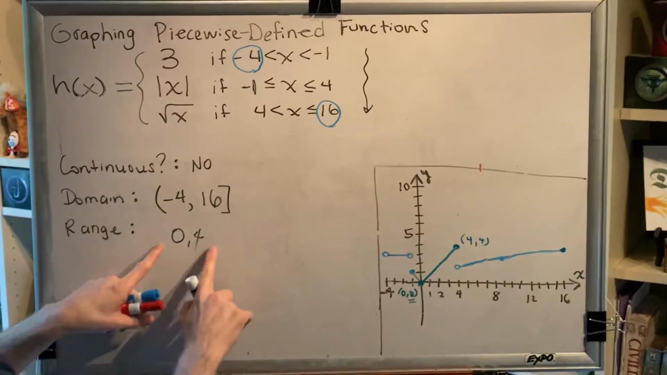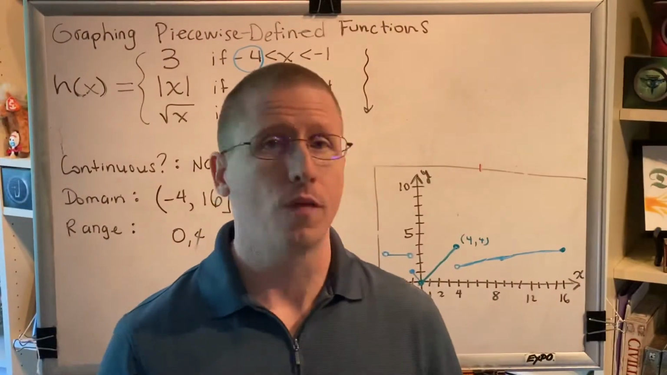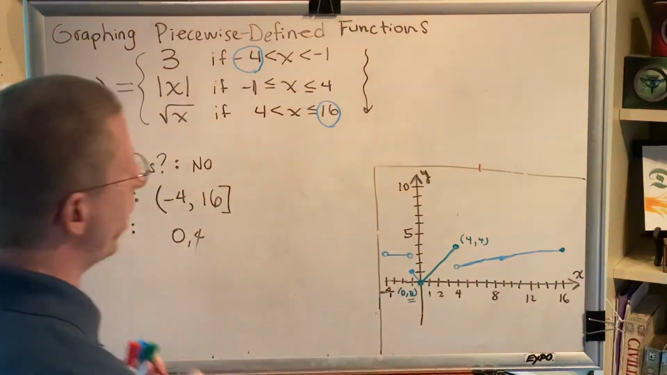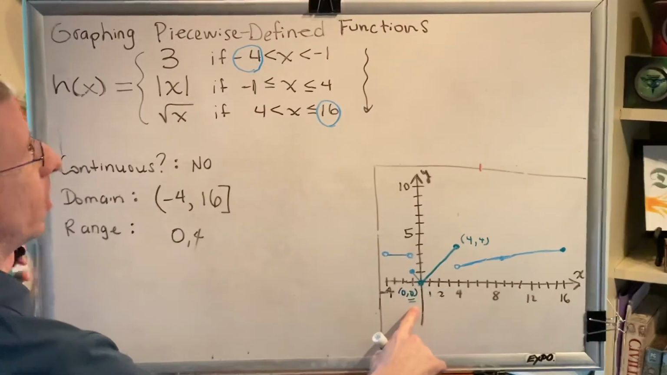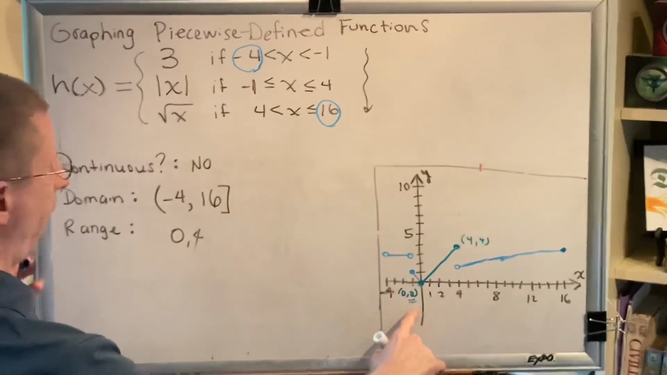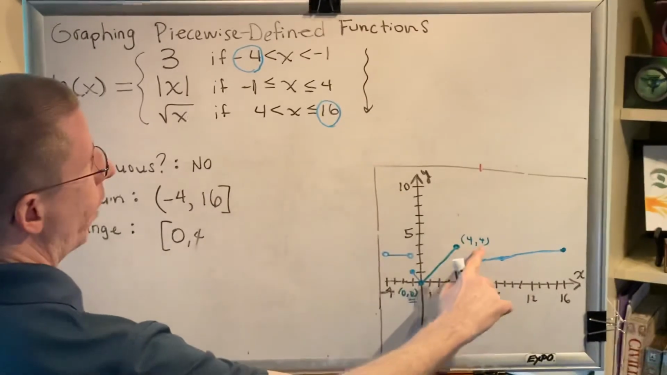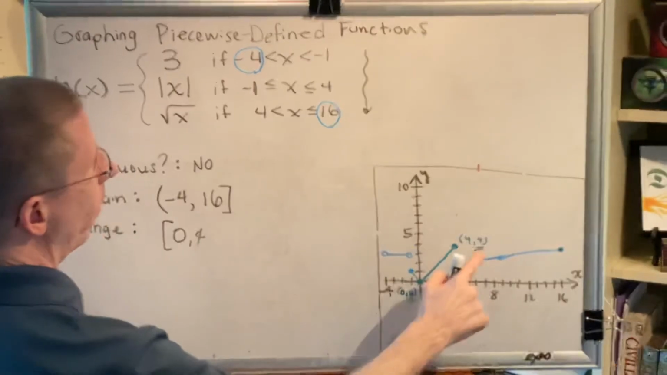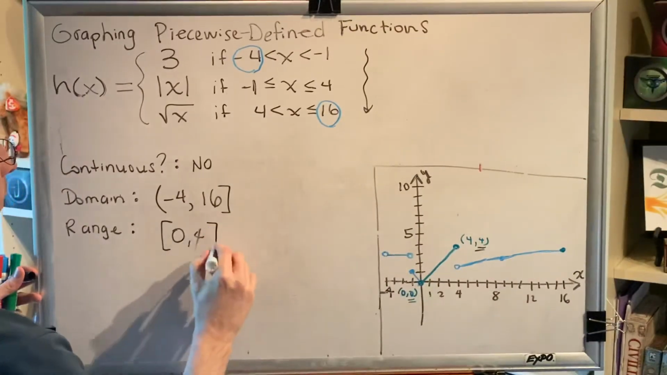Now, what kind of symbol should we put here and here? Remember that the definition of range is a collection of all of the y coordinates. We have a point on our graph with a y coordinate of 0. Therefore, 0 belongs in the range. Therefore, we need a bracket. We have a point from our graph with a y coordinate of 4. Therefore, the number 4 belongs in the range. Therefore, we need a bracket here.